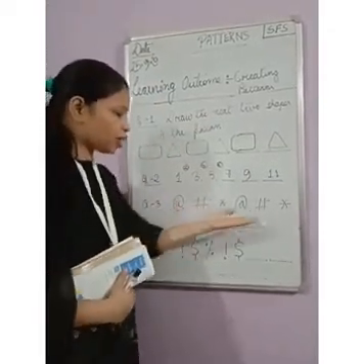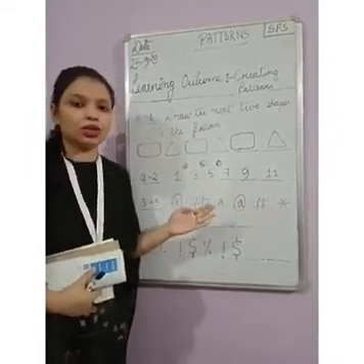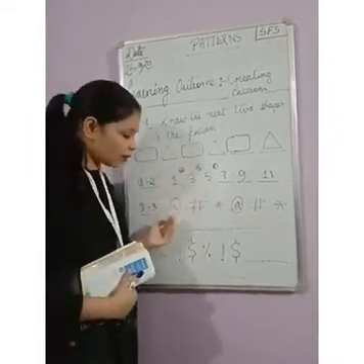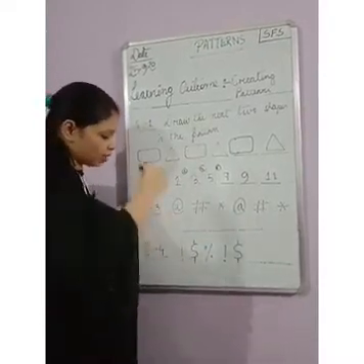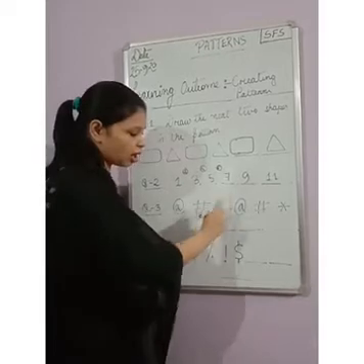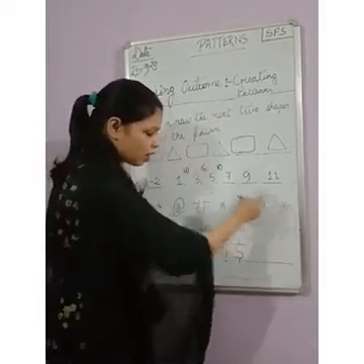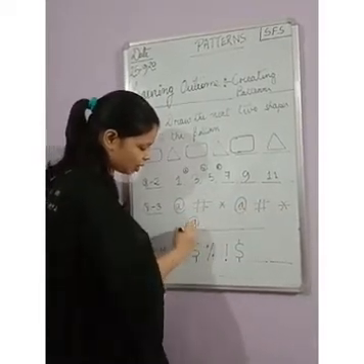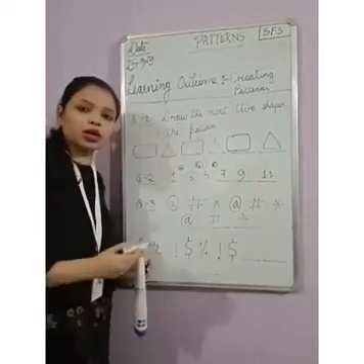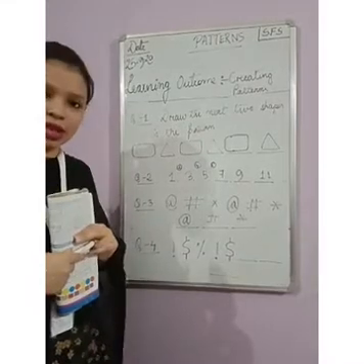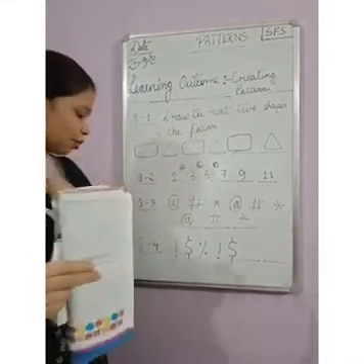Now here a pattern is created with the symbols used in a computer. What we have to do is write the next symbol which will come after this. So @ hash star, @ hash star. What will come next? @, hash and star. So this is a pattern of symbols, computer symbols.